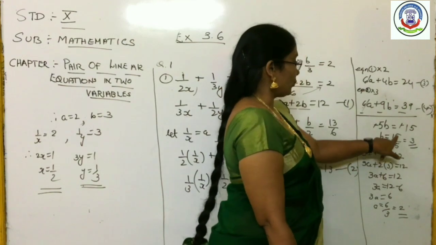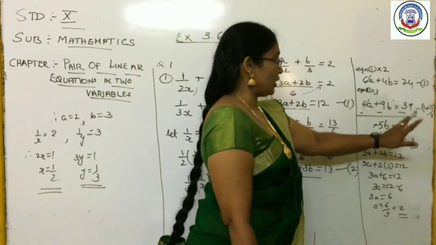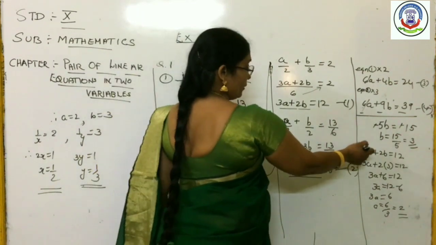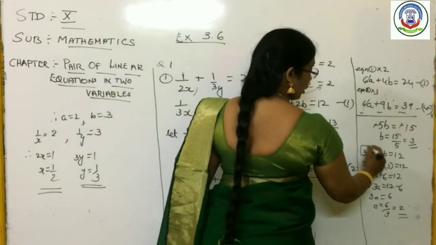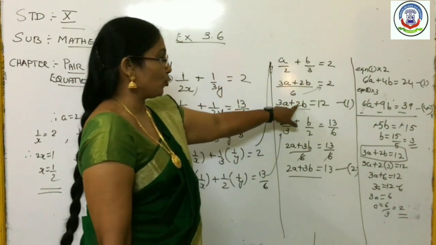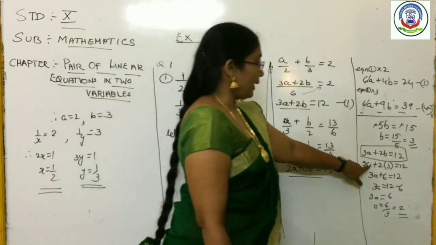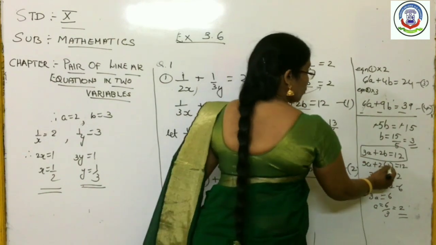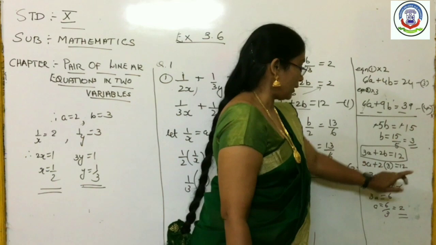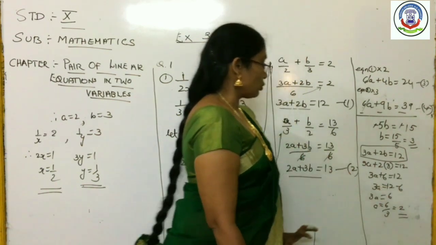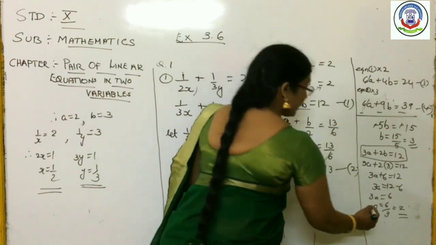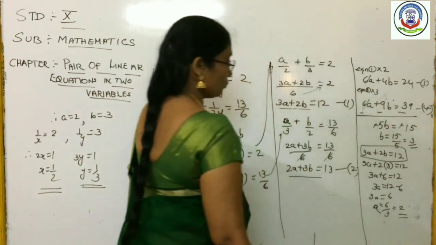Therefore, b is equal to minus will be cancelled. 15 by 5 is equal to 3. Now, you have to substitute the value of b in this equation. Which is the equation I taken? First equation I taken. 3a plus 2b is equal to 12. So, there I have substituted 3a plus 2 into 3 is equal to 12. 3a plus 6 is equal to 12. 3a is equal to 12 minus 6. 3a equal to 6, a equal to 6 by 3 is equal to 2.